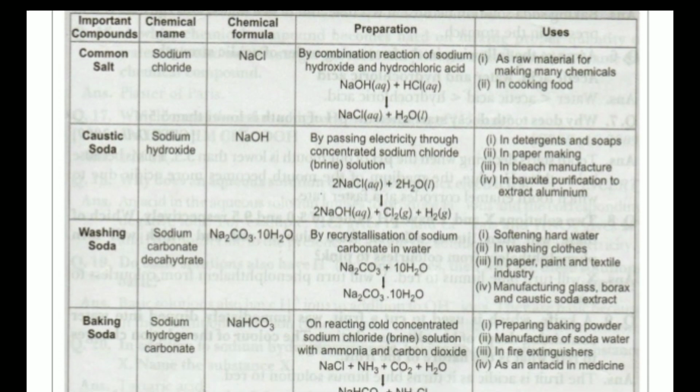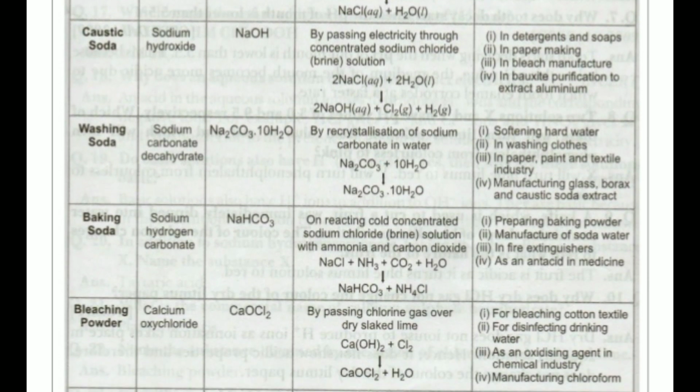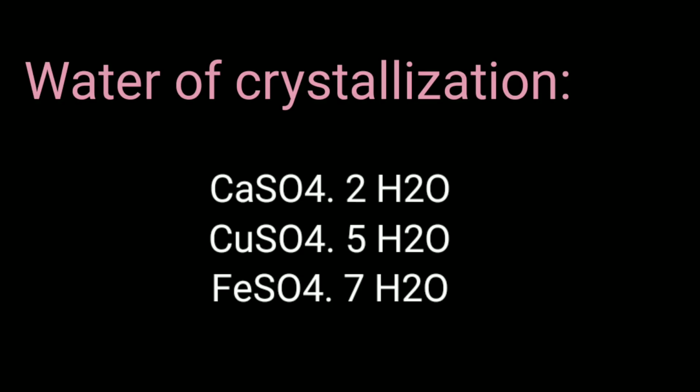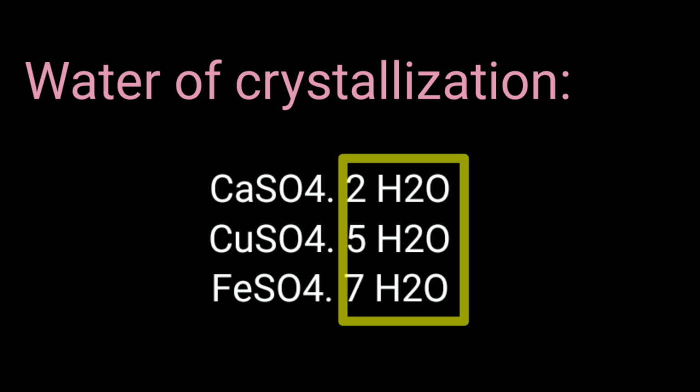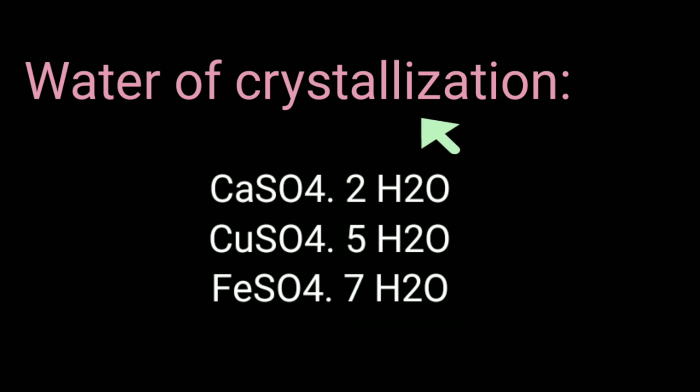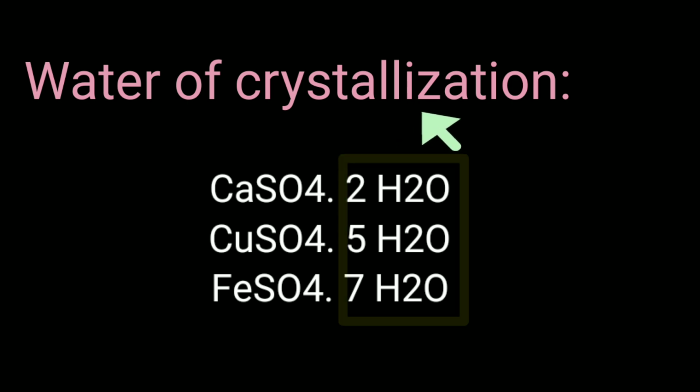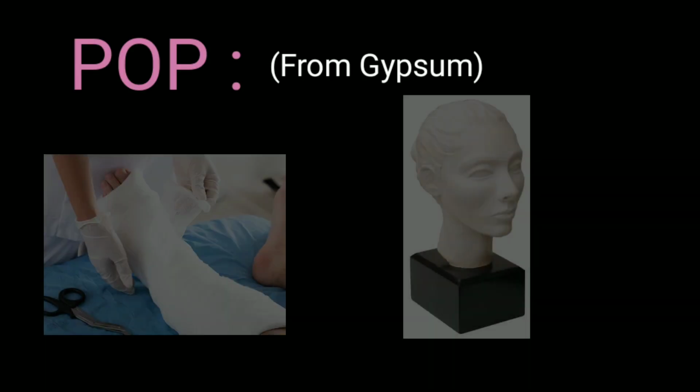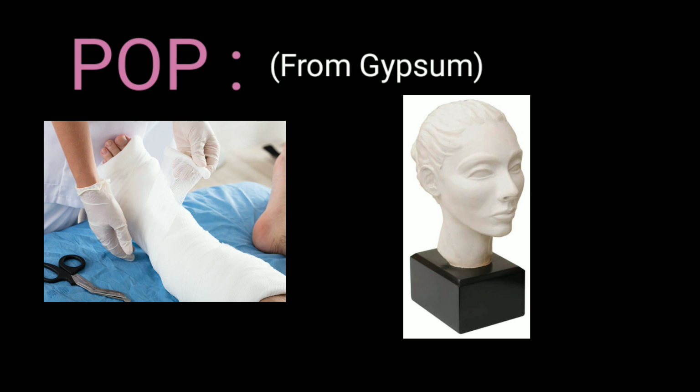This chart shows the chemical name, chemical formula, preparation and uses of caustic soda, washing soda, baking soda and bleaching powder. The following crystalline salts will have a fixed number of water molecules in their chemical formula. So this is called water of crystallization. Then at last, plaster of Paris, which is formed from gypsum, is used in setting broken bones, and it is also used for making statues.